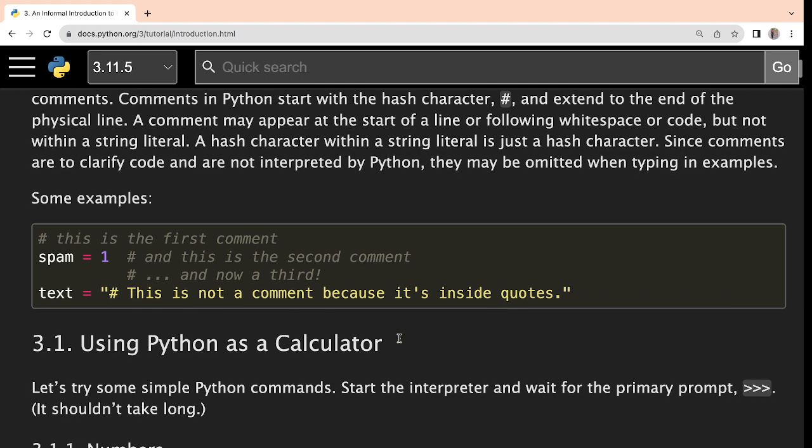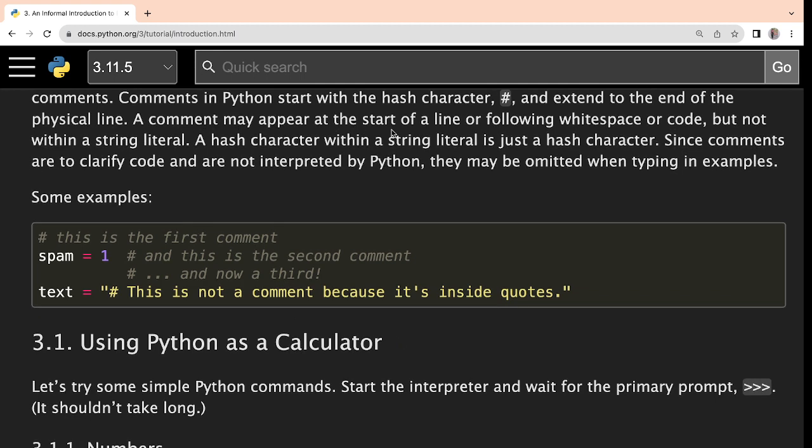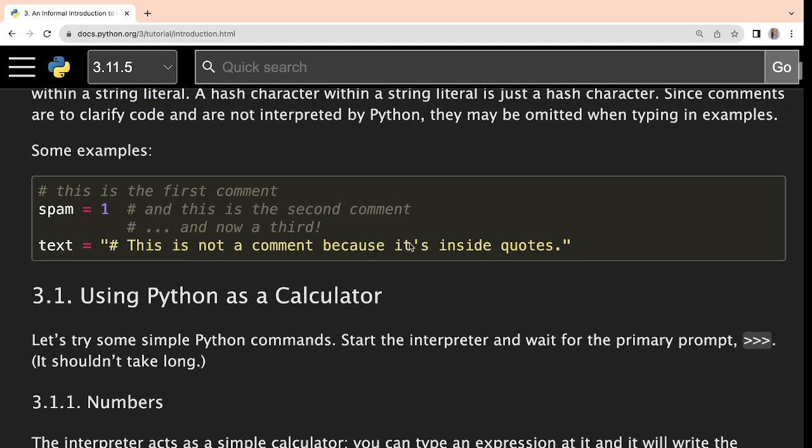Okay, now a comment may appear at the start of a line or following white space or code. As you can see here, at the beginning only one comment is there, and here this comment is following these lines, right? But not within a string literal. So any comment cannot be present within a string literal.